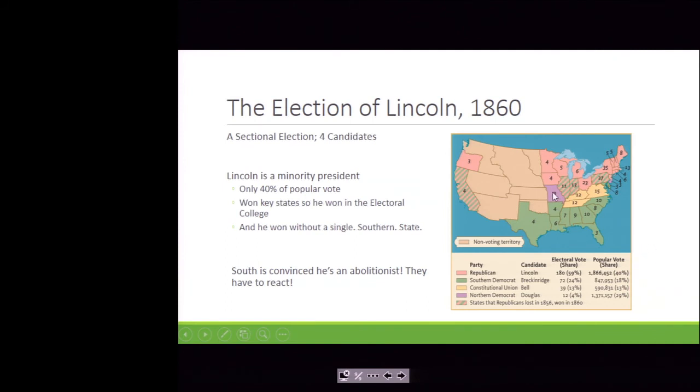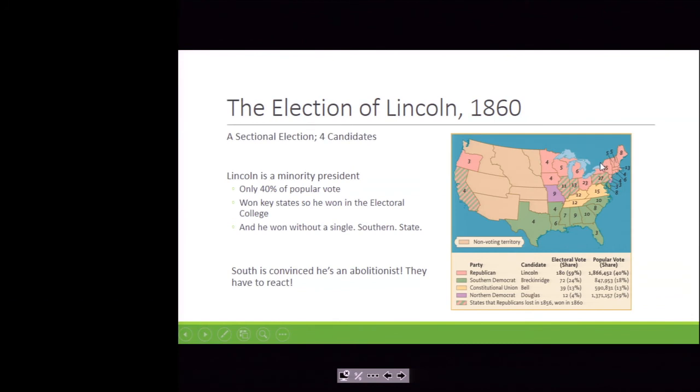The Northern Democrats. Poor little Douglas. He gets Missouri. That's his home state. Even if you get no other state, you got to get your home state. The Constitutional Union with Mr. Bell here. He gets 3 states. The border states. Those become important a year later.